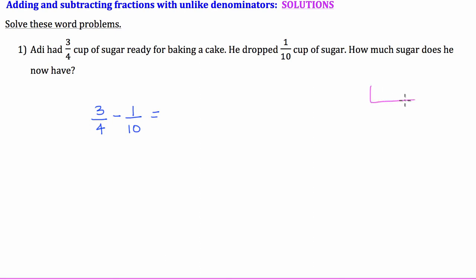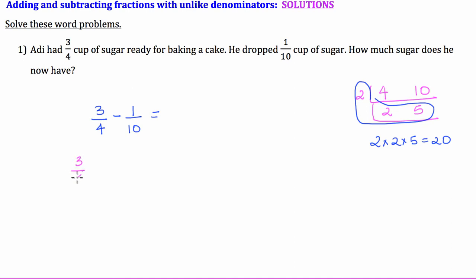So the first step is to figure out the LCM, or the least common multiple of 4 and 10. If we factor out the 2, we are left with 2 and 5. And now there is no more common factor between 2 and 5. So the LCM of 4 and 10 is 2 times 2 times 5, which is 20. So let's now find the equivalent fraction for 3/4 and 1/10.